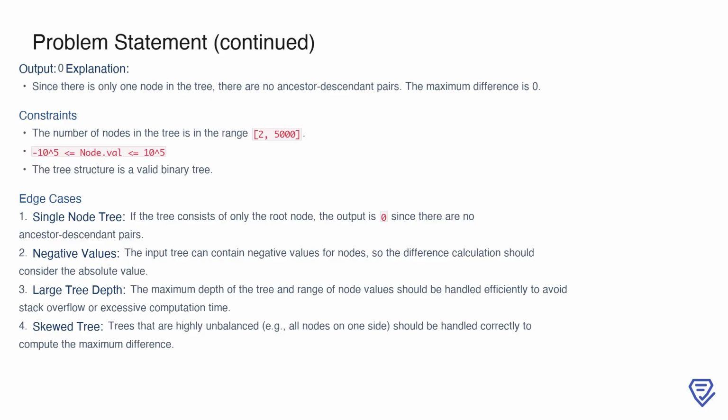For large trees, our solution needs to be efficient to handle significant depth and avoid stack overflow or excessive computation time. Lastly, we need to ensure the solution correctly handles skewed trees, where all nodes may be aligned to one side, and the algorithm should still compute the maximum difference accurately.